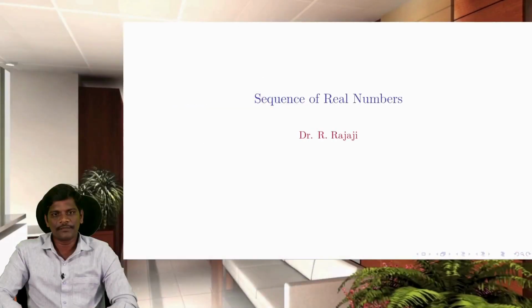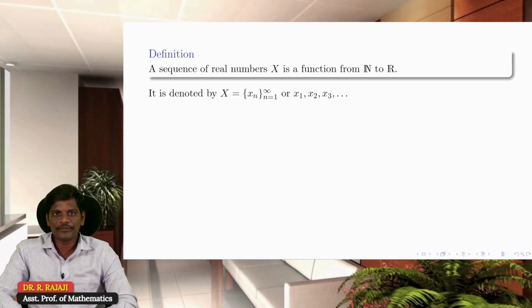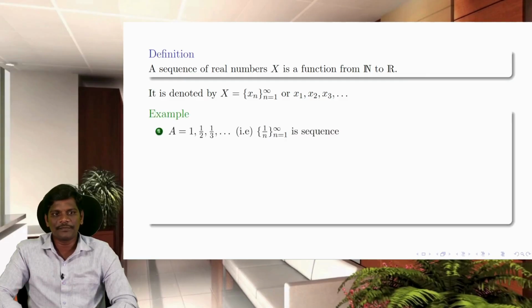Roughly speaking, a sequence of real numbers is a collection of objects with some order. The precise definition is: a sequence of real numbers x is a function from the set of all natural numbers N to the set of all real numbers R. It is denoted by x = (xn), or by listing the elements of the sequence. Now we are going to see some examples.